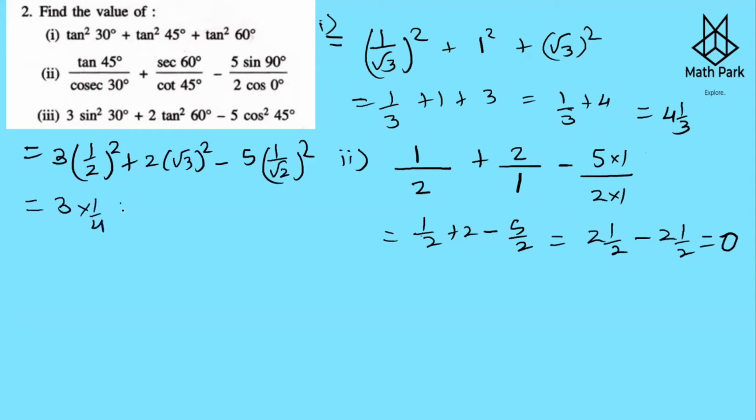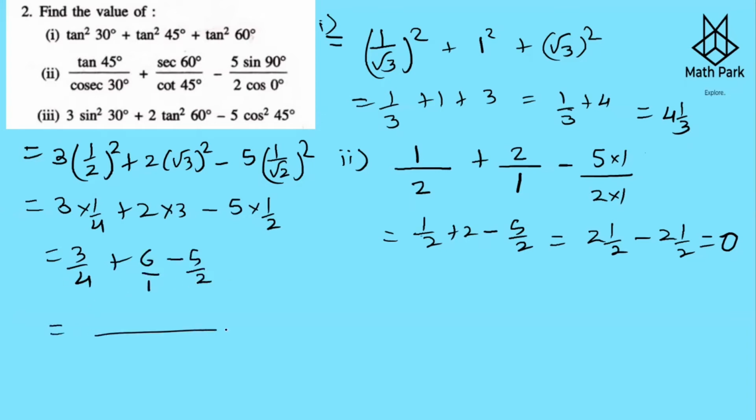So 3 into 1 by 4 plus 2 root 3 square is 3. So 2 into 3 minus 5 into 1 by 2. So this we get as 3 upon 4 plus 2 times 3 is 6 minus 5 upon 2. Let us take the LCM here. LCM is going to be 4, so the denominator is going to be 4. Here you'll have to multiply by 4, and here you'll have to multiply by 2.